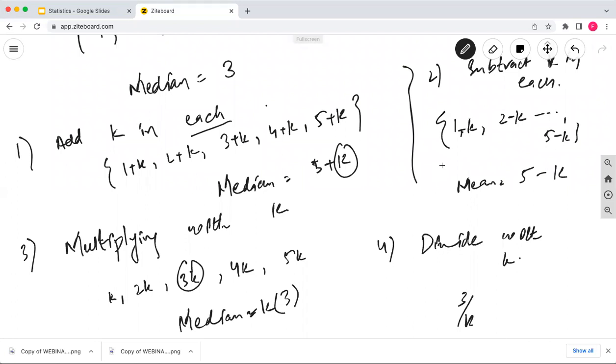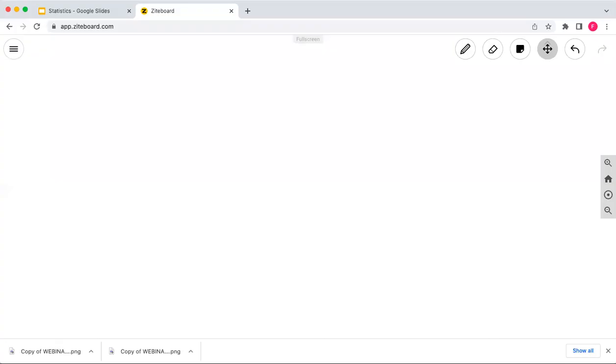When you subtract the k, the mean is 5 minus k. Sorry, I said mean, this is median. We are considering median in this scenario, right? Now let's proceed to the range part.